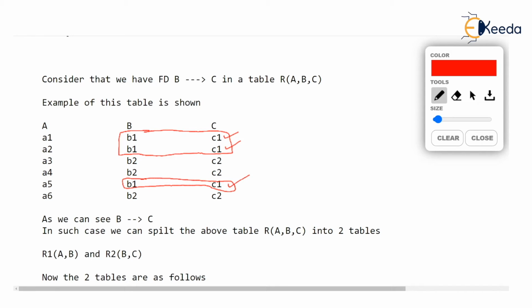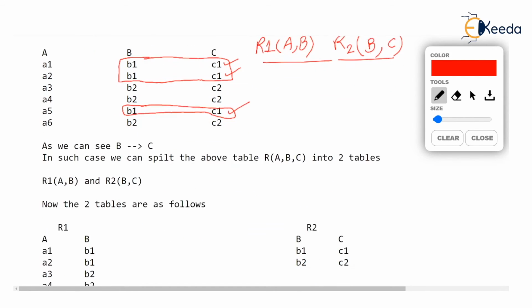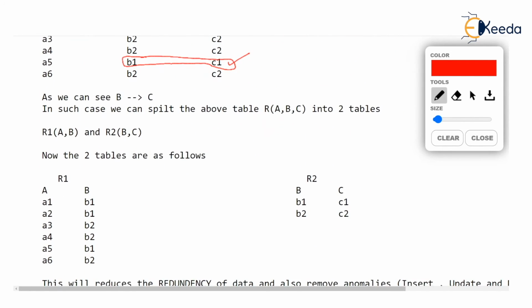In that case, what we do is we create two tables. From our ABC, we create a table R1, let's say, which will contain A and B, only these two attributes. And we create another table R2, which will contain B and C, these two attributes. Now watch how the tables look. R1 contains only AB, whereas R2 contains B and C.